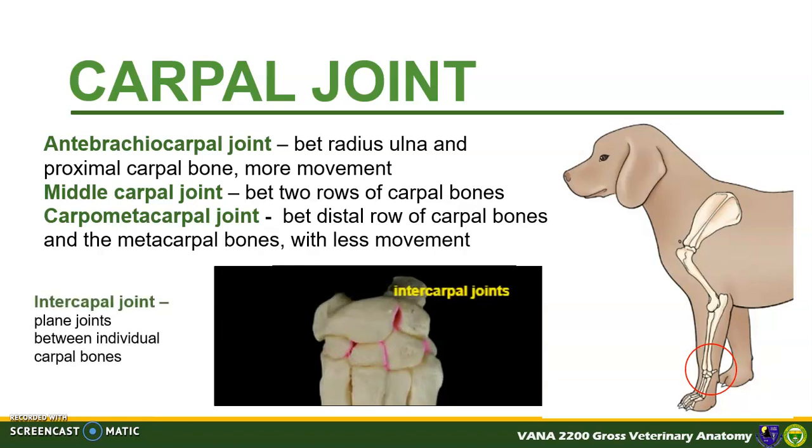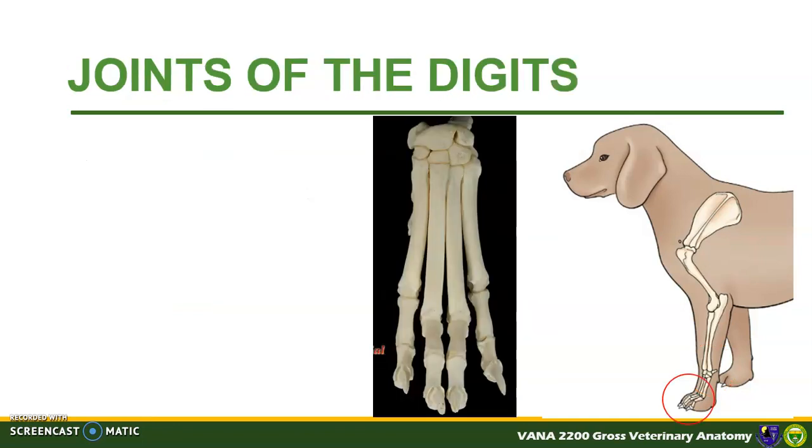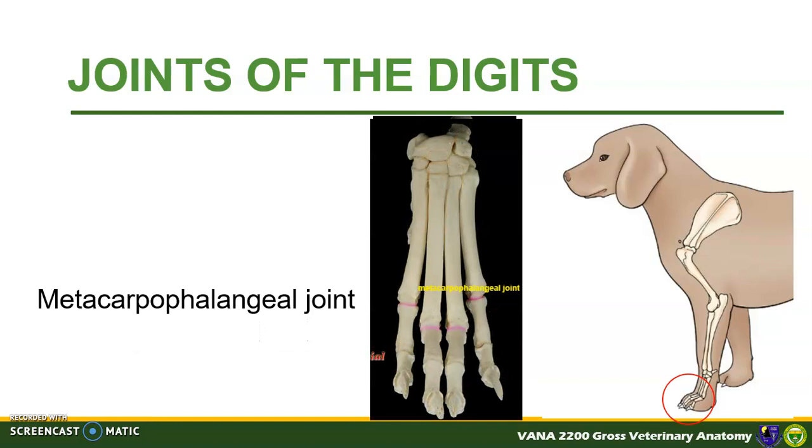In addition, intercarpal joints are plane joints between individual carpal bones. The joints of the digit are composed of articulations between the metacarpus and bones of the digit, as well as articulations between digital bones. The metacarpophalangeal joint is located between the distal end of the metacarpal bone and the proximal phalanx. It is a modified hinge joint allowing flexion and extension. In quadrupeds, this is referred to as the fetlock.